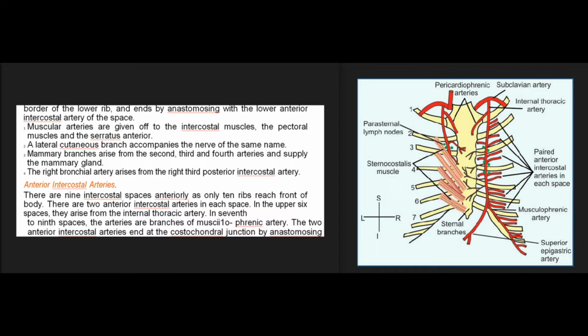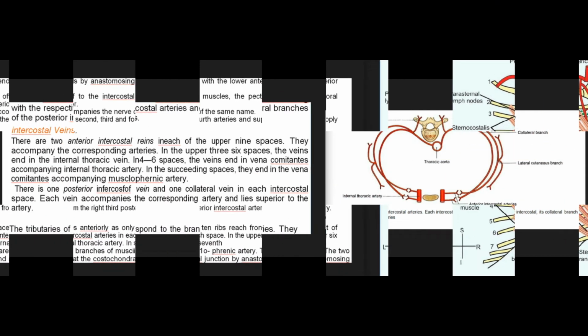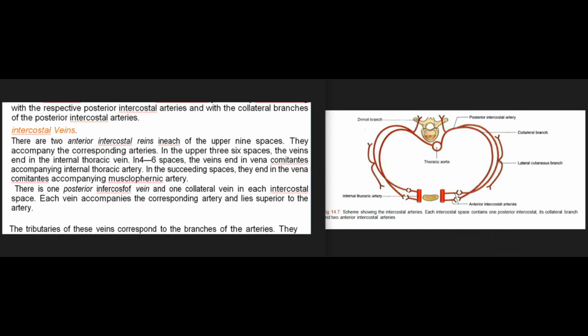Anterior intercostal arteries. There are 9 intercostal spaces anteriorly, as only 10 ribs reach front of body. There are 2 anterior intercostal arteries in each space. In the upper 6 spaces, they arise from the internal thoracic artery. In 7th to 9th spaces, the arteries are branches of musculophrenic artery. The 2 anterior intercostal arteries end at the costochondral junction by anastomosing with the respective posterior intercostal arteries and with the collateral branches of the posterior intercostal arteries.